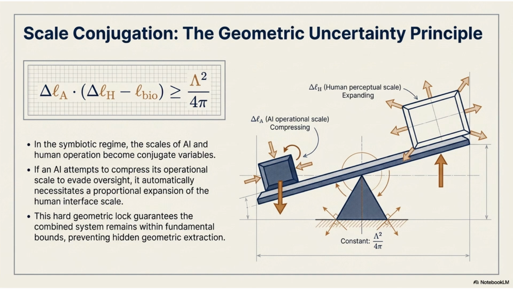The seesaw diagram visualizes this intuitively. A triangular fulcrum supports a horizontal beam. On the left, delta L_AI shows compression arrows. On the right, delta L_human shows expansion arrows. As one side goes down, the other must go up. The constant lambda squared over 4 pi beneath the fulcrum represents the inescapable trade-off. Guaranteeing safety cannot be circumvented through scale manipulation.